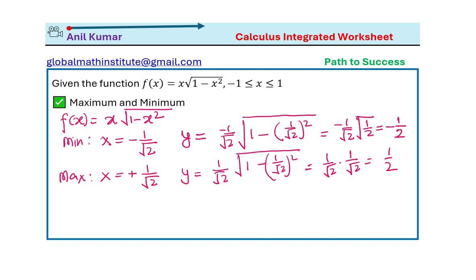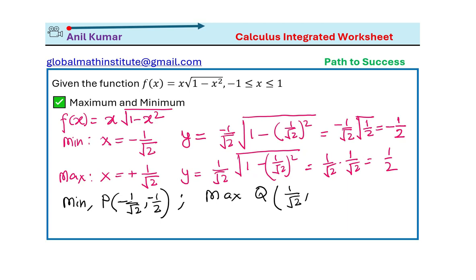So we now know that the maximum value, let's call that q and p as the minimum. So we can say that the minimum, p, is at minus 1 over square root 2, y value is minus half. And the maximum value is q, which is at 1 over square root 2, and the y value being half.